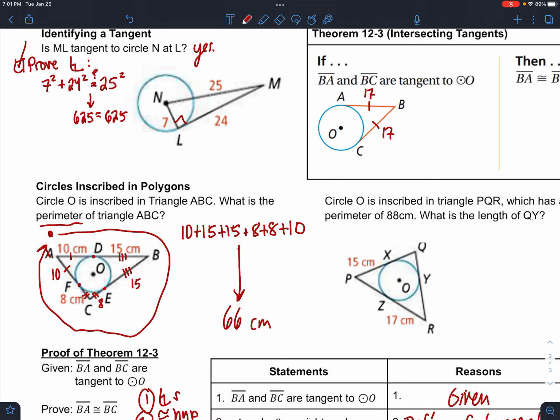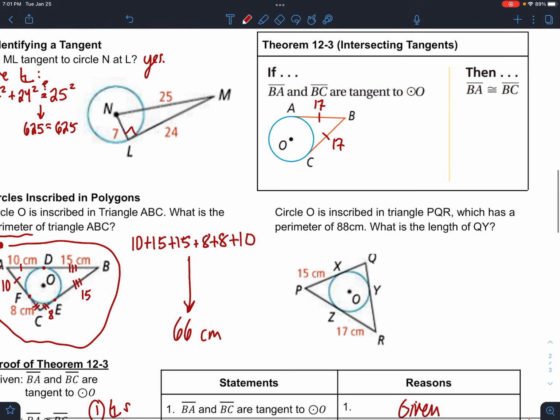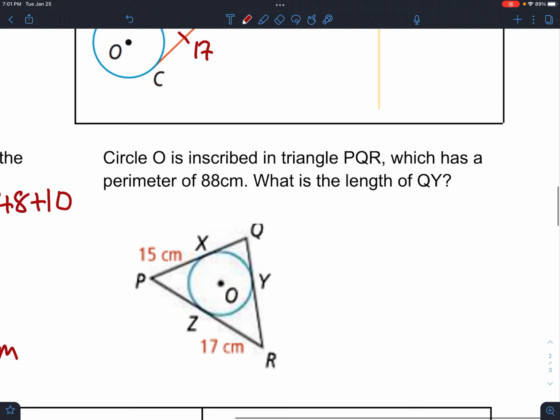So kind of neat, right? We can find out all these. I mean, we have a ton of info. That's a really big statement that those are equal. And we just proved it. So you could do this again. If you have a circle on the inside of a triangle, this time you know the perimeter, so you know it's 88, but you have some missing sides.